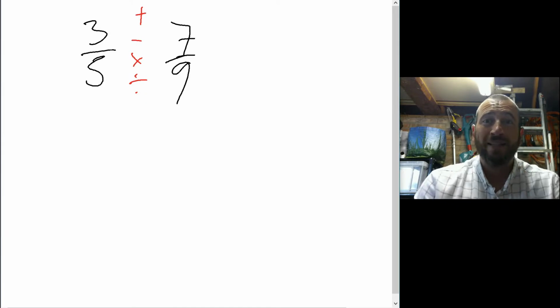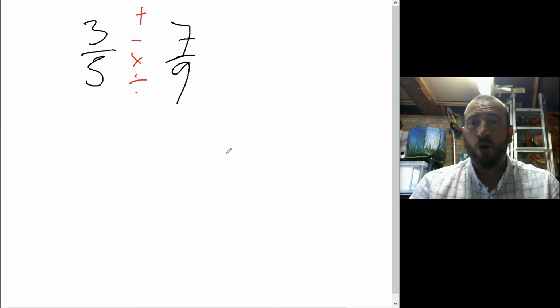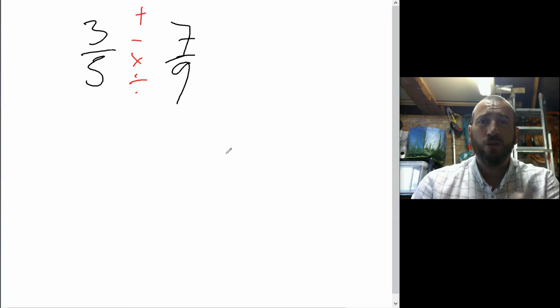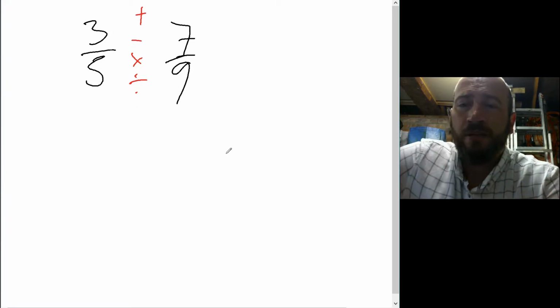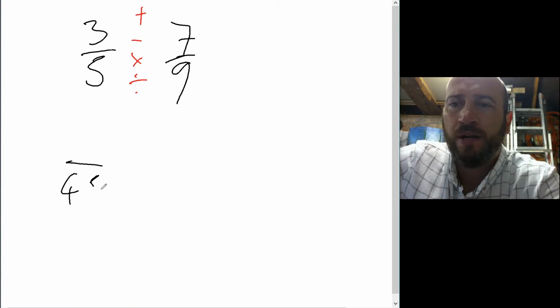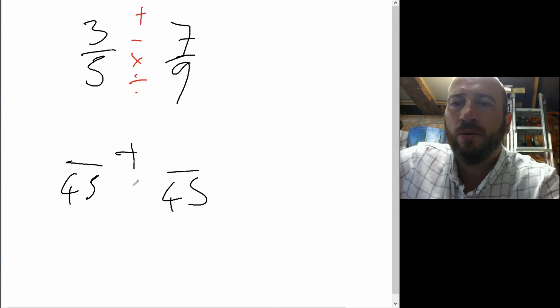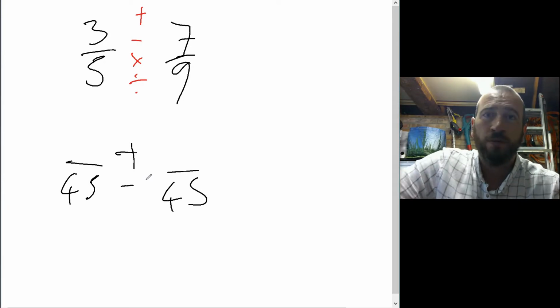Now, fortunately, adding and subtracting are basically the same thing. We need what's called a common denominator. To find a common denominator, the easiest way to do it is to take the two denominators and multiply them by each other. 5 times 9, yeah? 5 times 9 is 45. Right, so both of these fractions are going to be over 45, whether we add or minus, whichever one we do.